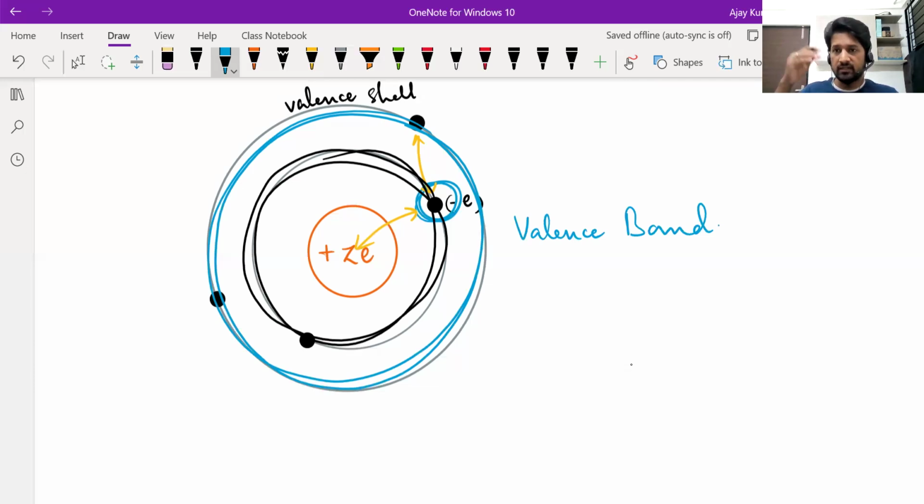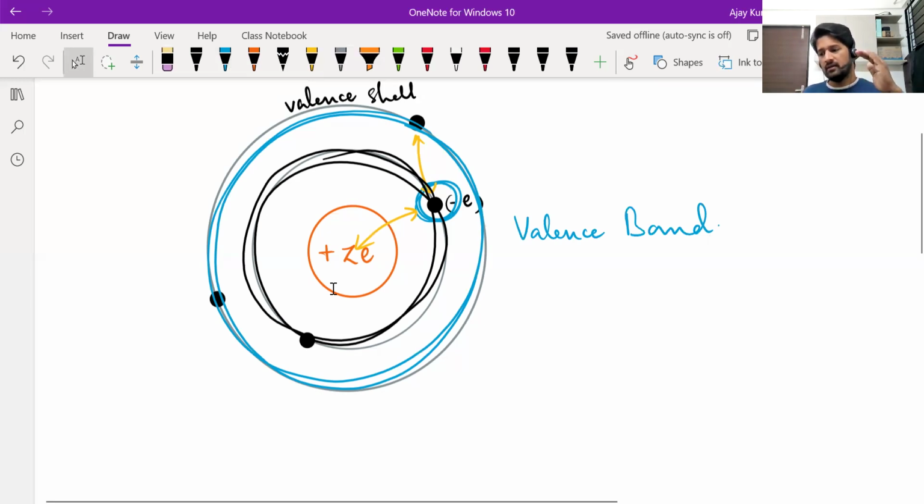Fine. The range of energies for which an electron is still bound to the nucleus. That last band or range of energies is what you call the valence band. Now, if you supply some more energy to those valence electrons, they will become free from the nucleus. They'll be free to roam around in the entire material. Then they are said to be in the conduction band.